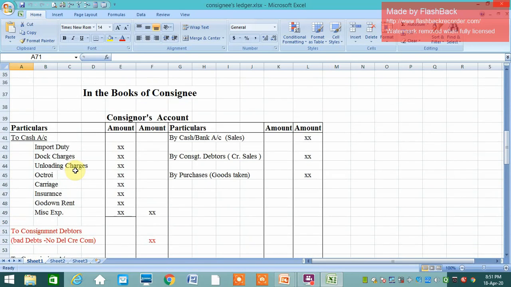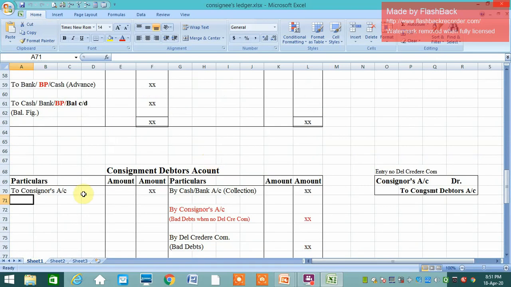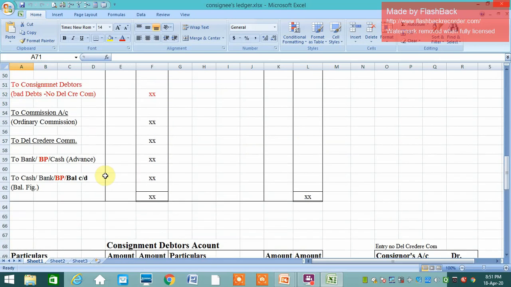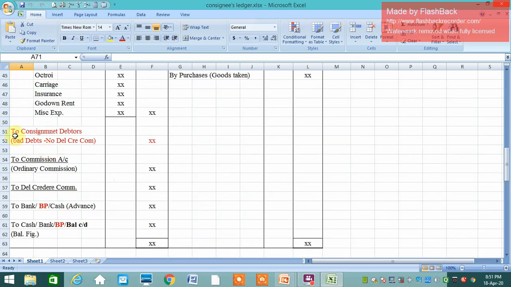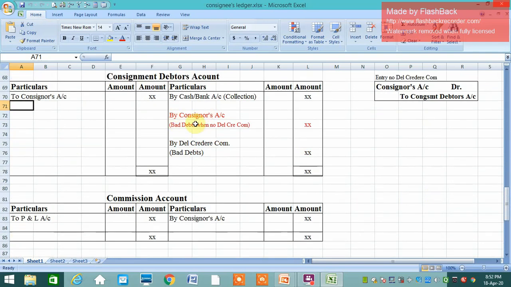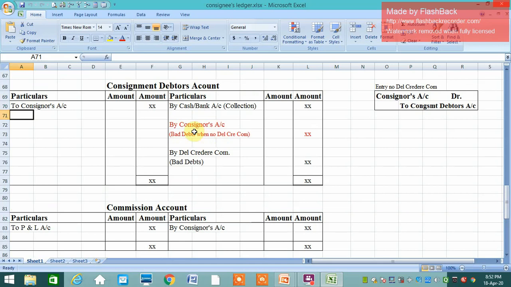Then the next is the consignment debtors account. As I said, here we are writing by consignment debtors. The second effect will come here as consignor's account. These are the sales, and whenever cash is collected from them, then by cash or bank account, this is the cash collected from debtors. Then bad debts will come here. This is the second effect of what we have written as to consignment debtors account. Because of bad debts your debtors are going to reduce, so bad debts will come. Now here you can see that I have mentioned bad debts twice, but both will not come.